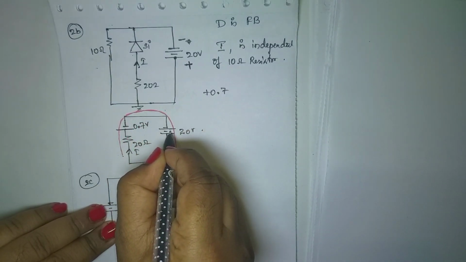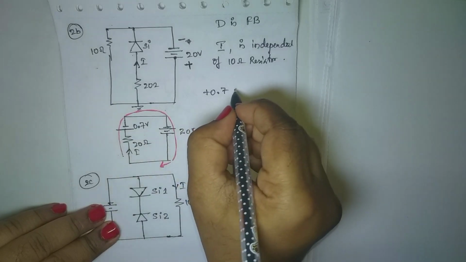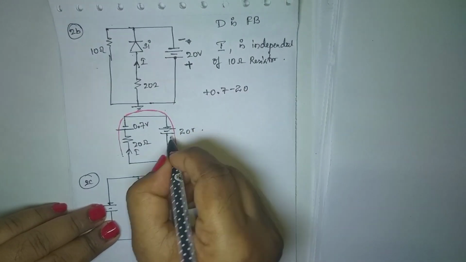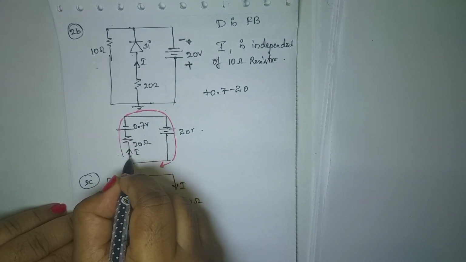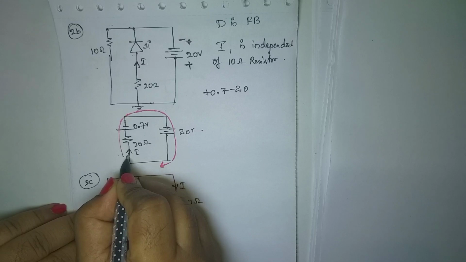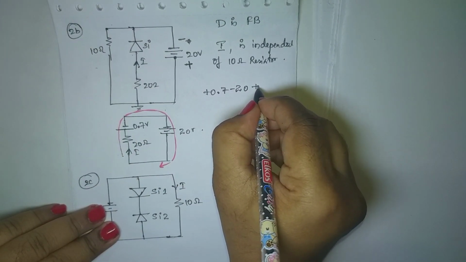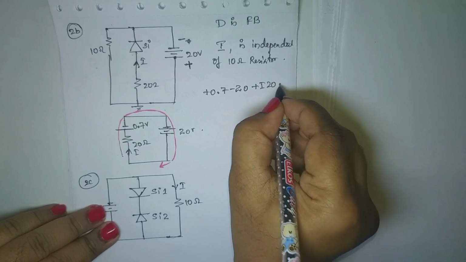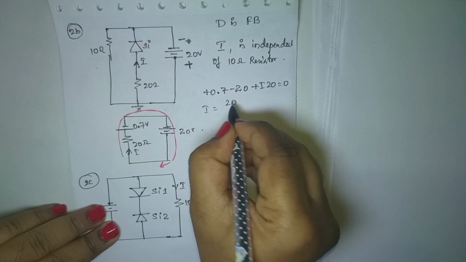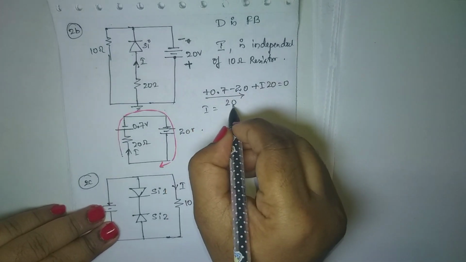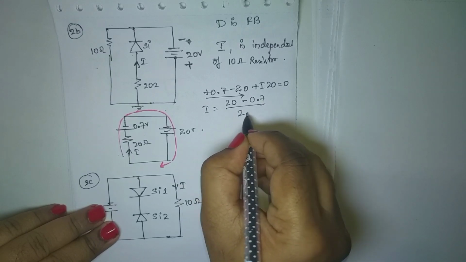And if I encounter this, I get minus. Minus, plus, minus, plus. So minus 20. And it is in this direction only I'm taking the arrow. So the red arrow and the black arrow are in the same direction. So it is plus I into 20 equal to 0. So I is equal to 20. If I move this to the right hand side, (20 minus 0.7) divided by 20.